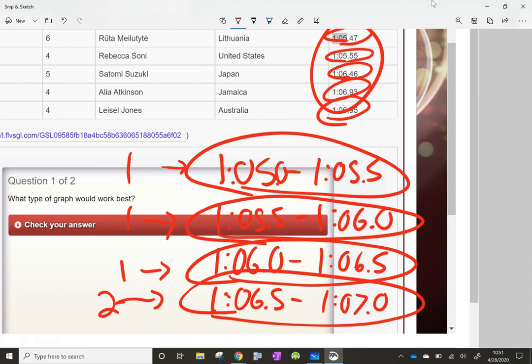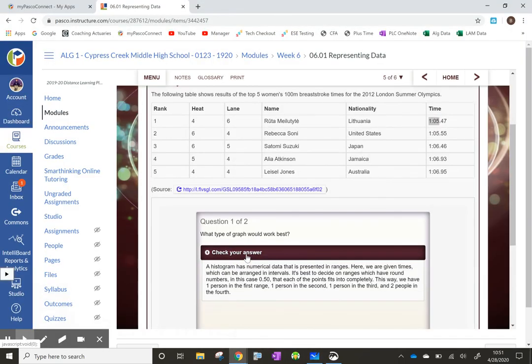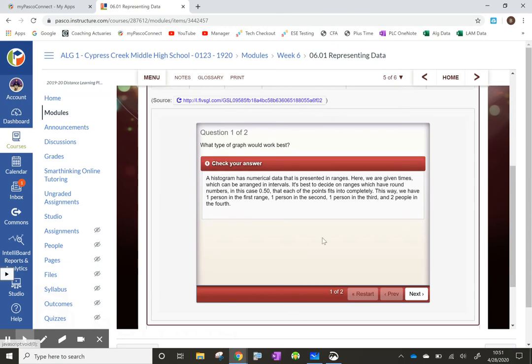Definitely you'd make a histogram because you would break this into a range of values. It's not categories. This is not categorical. If you were categorizing it by country, then yeah, sure. But we're categorizing it by swim time, and swim time is a numerical range of values. So you'd want to go with something like a histogram for it.